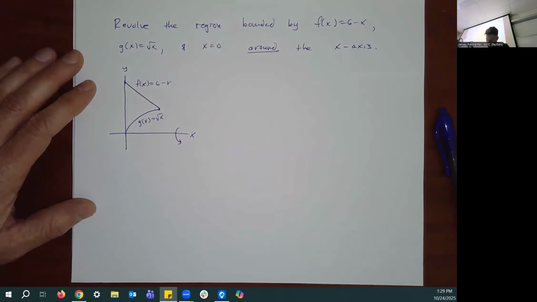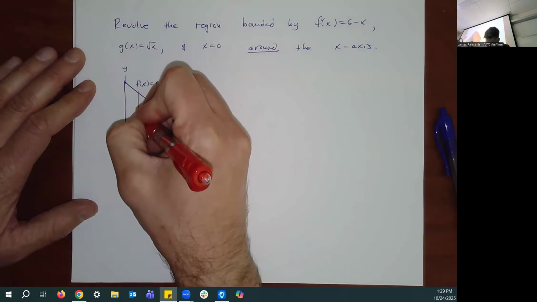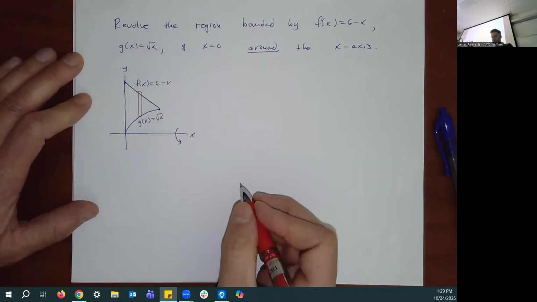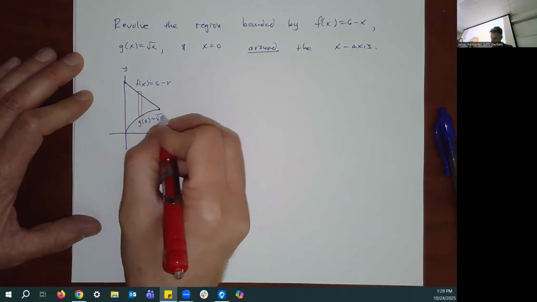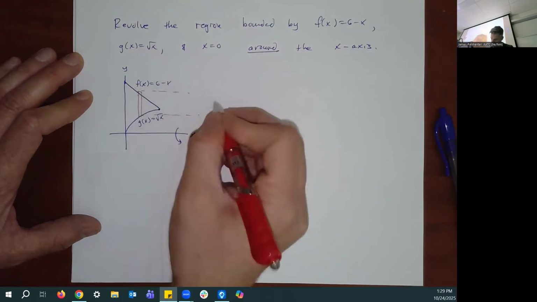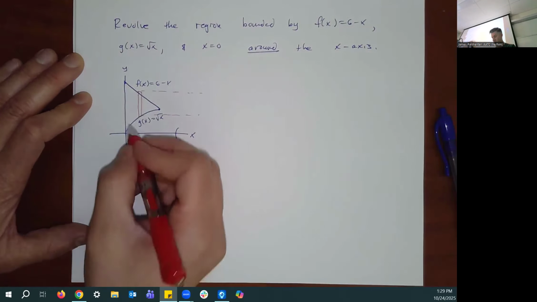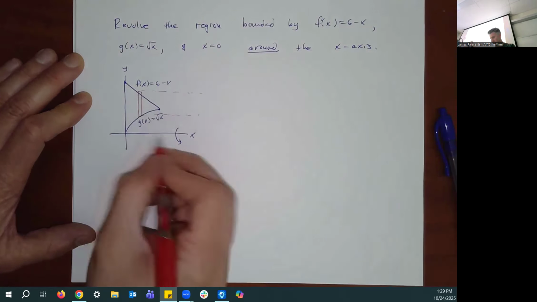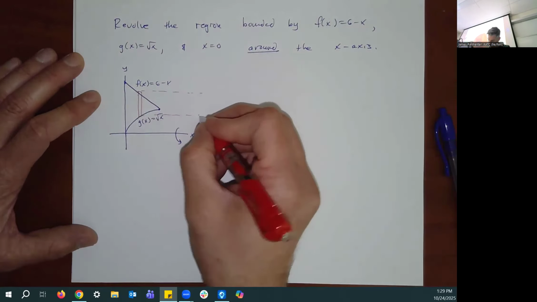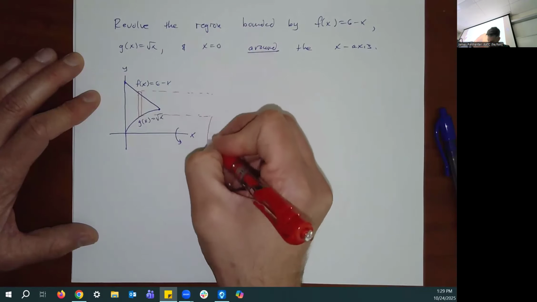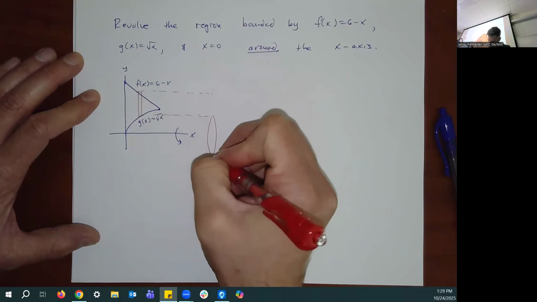Let's use a different color. So there's my strip. We revolve it around. We know that when we revolve this thing around, we're going to get a washer shape because we've got some distance between our bottom of the strip and the axis of rotation. So we revolve it around and it looks like a washer, which you probably don't need to draw.